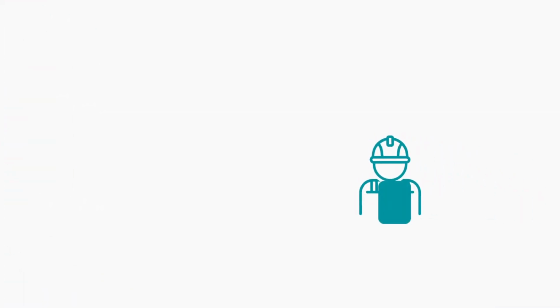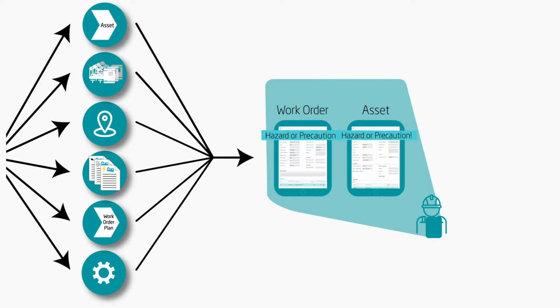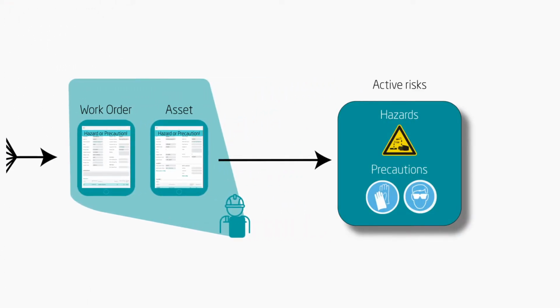When your workers then open an asset or a work order, which is connected to any of these, they will be warned about hazards and precautions linked on connected risk assessment cards. Workers will then be able to view all hazards and precautions on active risks that can be opened from work orders and assets.